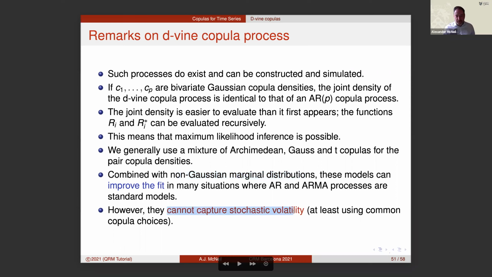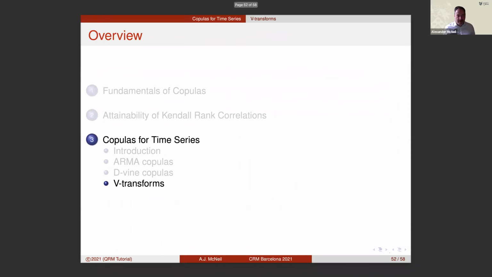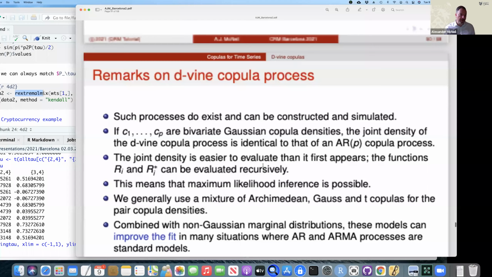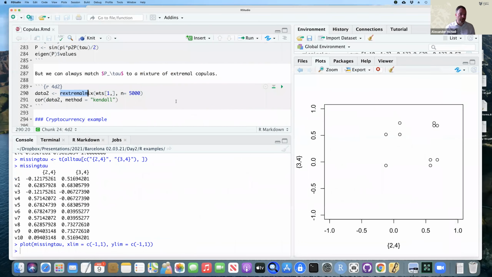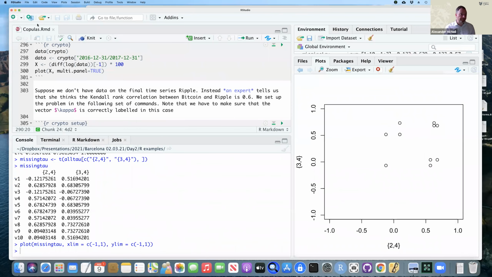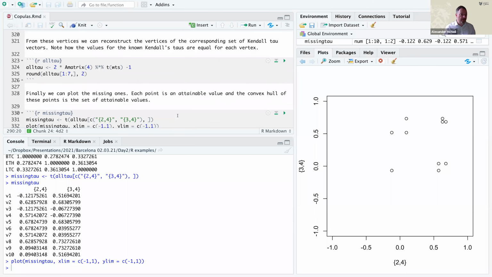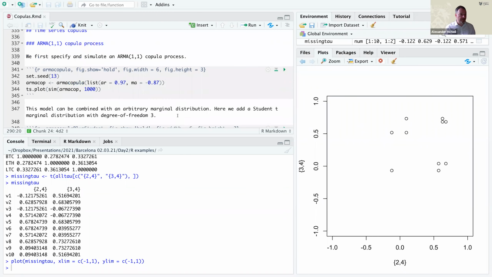However, they cannot capture stochastic volatility using standard copulas. And so I'm going to come to that as a final point, but I think I need to make this a little bit more concrete now. So this is what I want to show you in R. This is what I'm going to show you in the time series section.